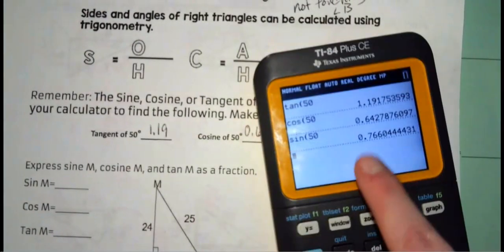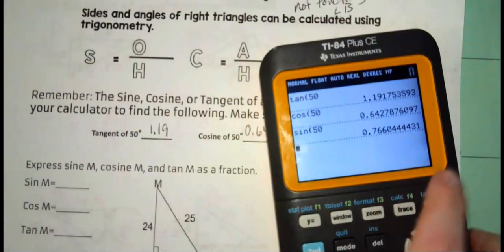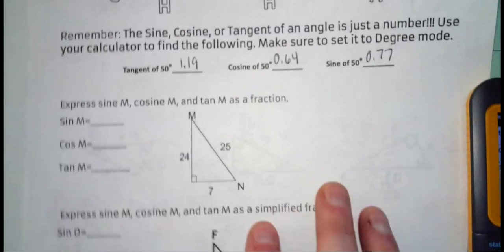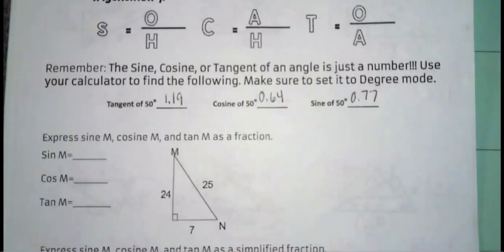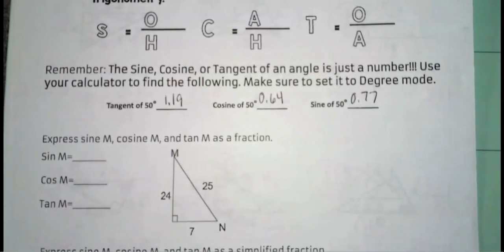So you can type those in, just tan of 50, cosine of 50, sine of 50, to make sure it's in degree, because we're going to be using degree this entire unit. Okay, so that's really for the rest of this unit. For the rest of today, don't type sine, cosine, or tangent in your calculator right now, okay? Don't type sine, cosine, or tangent in your calculator.